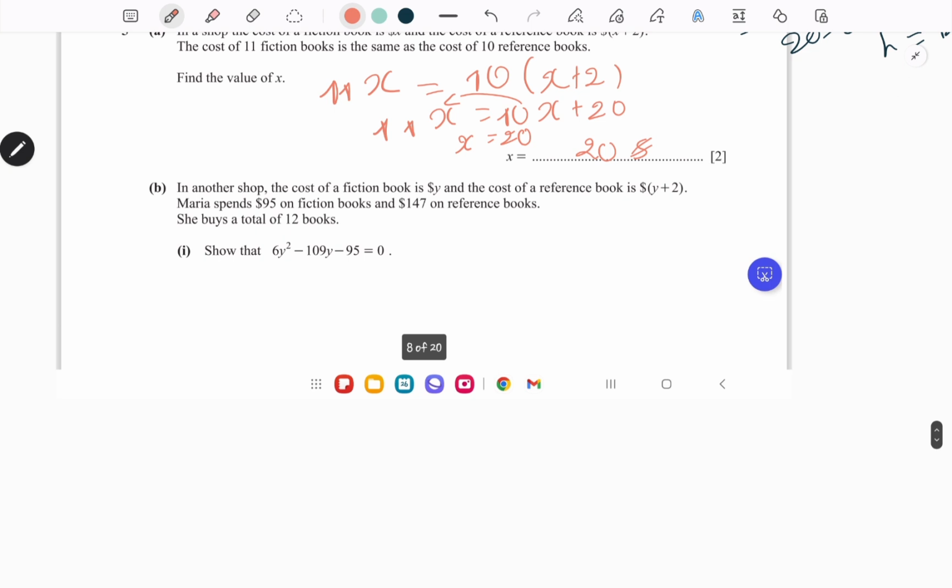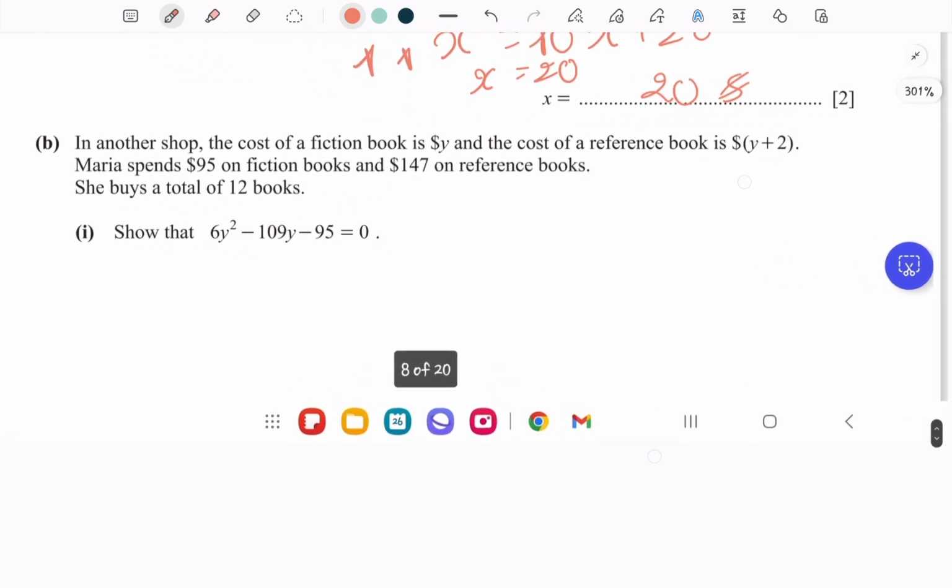In another shop, the cost of a fiction book is $Y, and the cost of the reference book is Y plus $2. Maria spends $95 on fiction books and $147 on reference books. She buys a total of 12 books. Show that 6y squared minus 109y minus 95 is equal to 0.